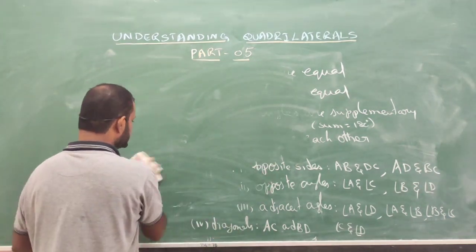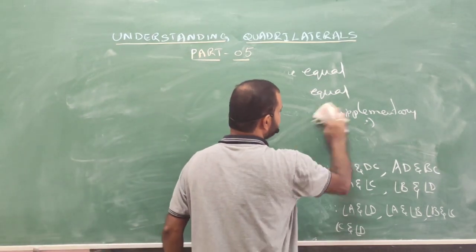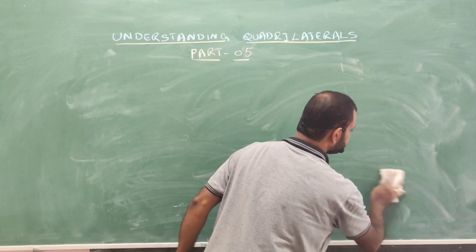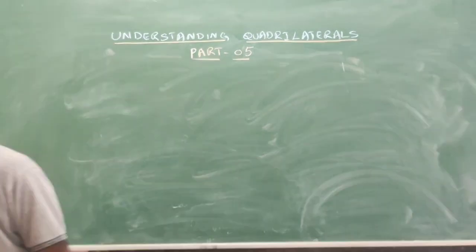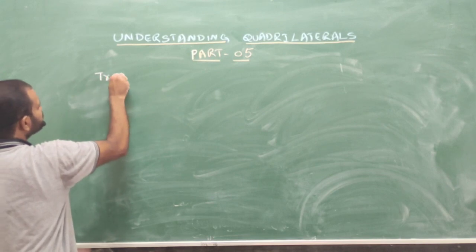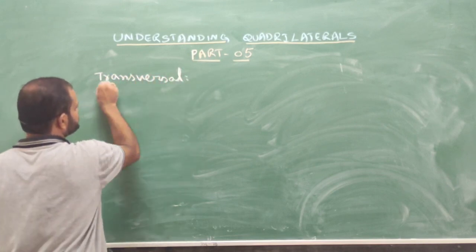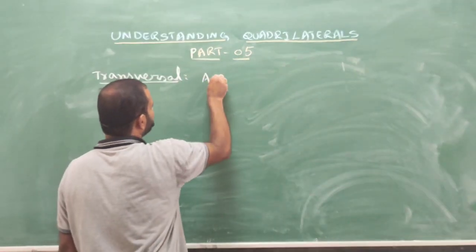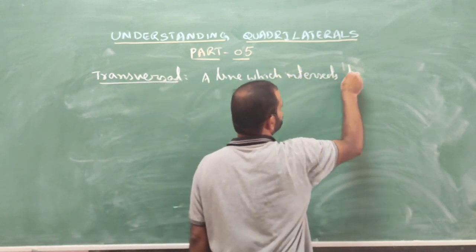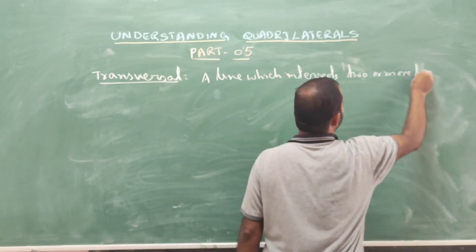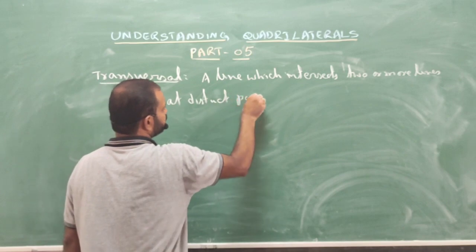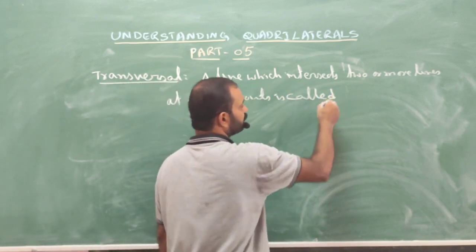What do you mean by transversal? If a line intersects two or more lines at distinct points, then that line is called a transversal. This is from lower classes, it's not from your class. So a line which intersects two or more lines at distinct points is called a transversal.